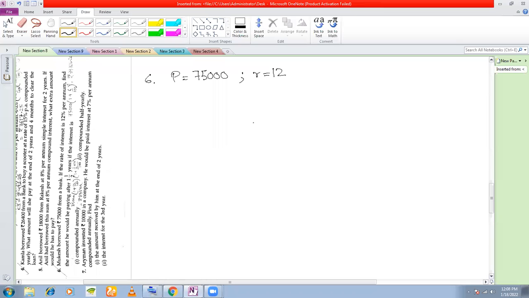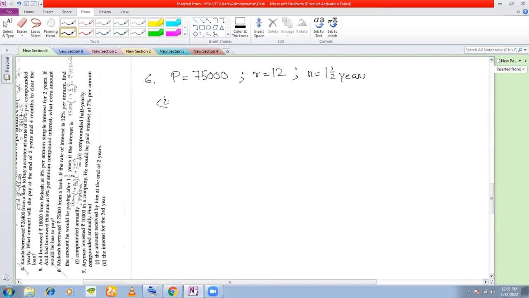Which means that in the first case, suppose there are two banks. Both are willing to give him 75,000 rupees, and both are saying that we will charge you 12% rate of interest. How much will you pay us back after this period of time, 1.5 years? So n here is 1.5 years.